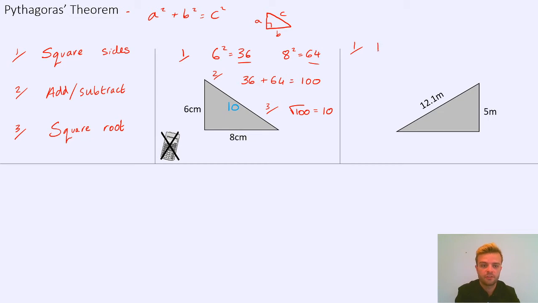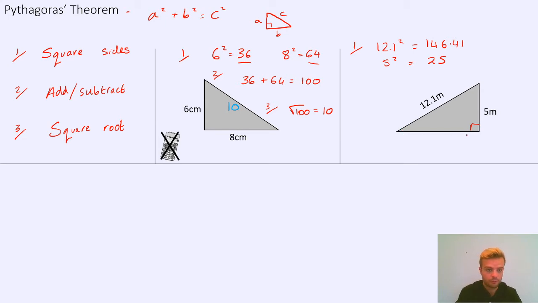We square the sides, so we're going to do 12.1 squared. And I've got a physical calculator. 12.1 squared is 146.41. And we're going to do 5 squared, which is 25. Now, this time we're looking for one of the shorter sides. It's not the shortest side, but if it's not the diagonal, which is sometimes called the hypotenuse, then it is a shorter side.